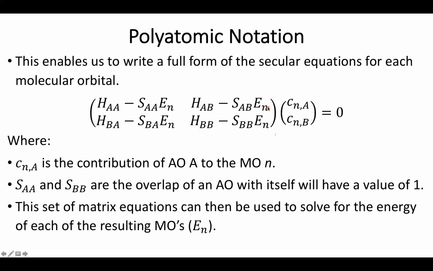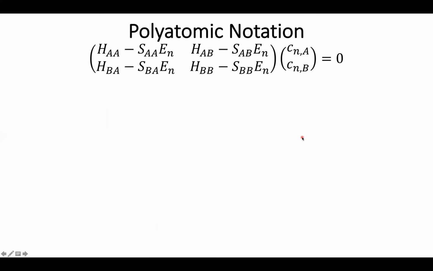If you need a little bit of review, feel free to go back to the lectures on the diatomic system, where we started establishing these nomenclatures. And if you're still having trouble, you can compare and contrast the two nomenclatures. But now what we're going to be doing is trying to solve this set of equations for our energies and our orbital coefficients.